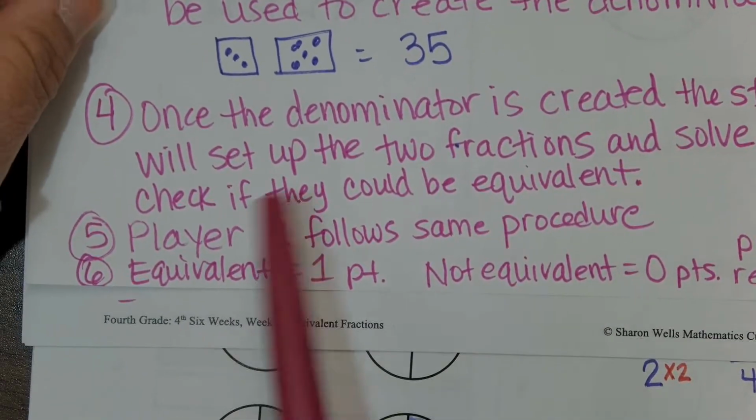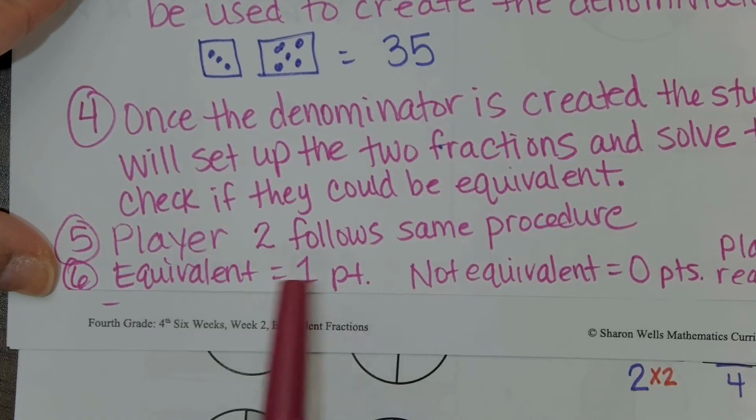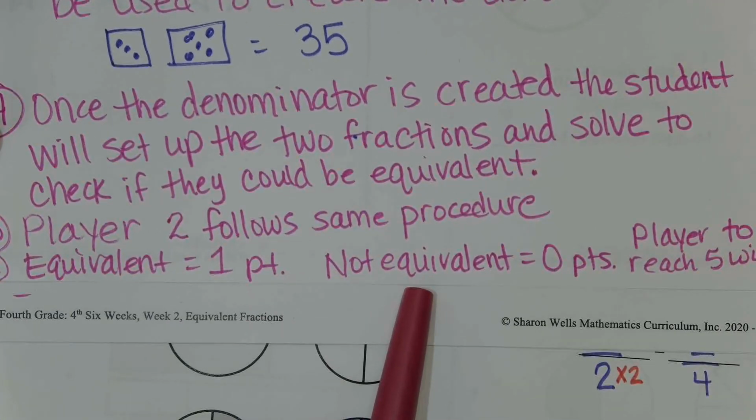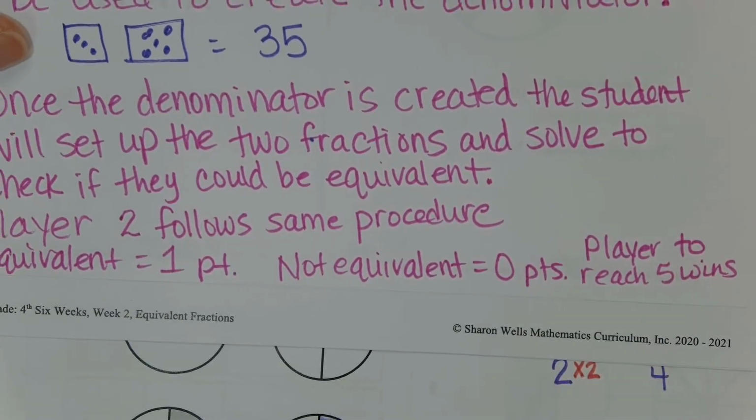So remember, after player 1 does this, player 2 follows the same procedure, and then you check if they're equivalent. If they are, you get 1 point. If they're not equivalent, you get 0 points. The player to reach 5 points wins.